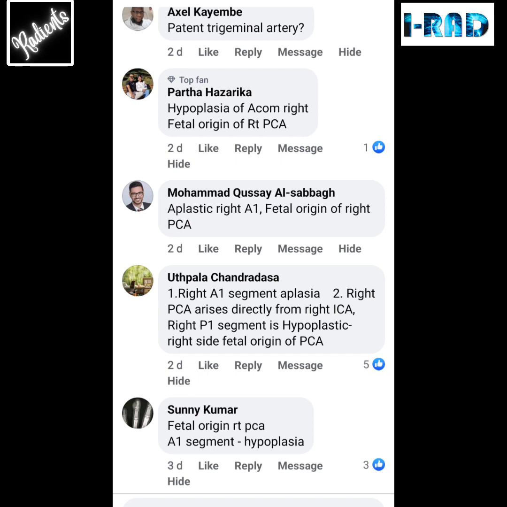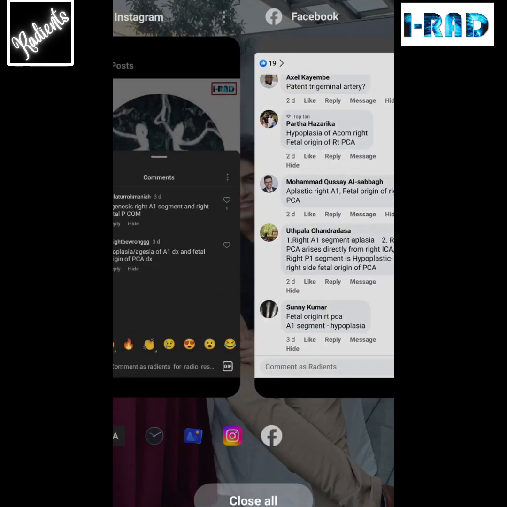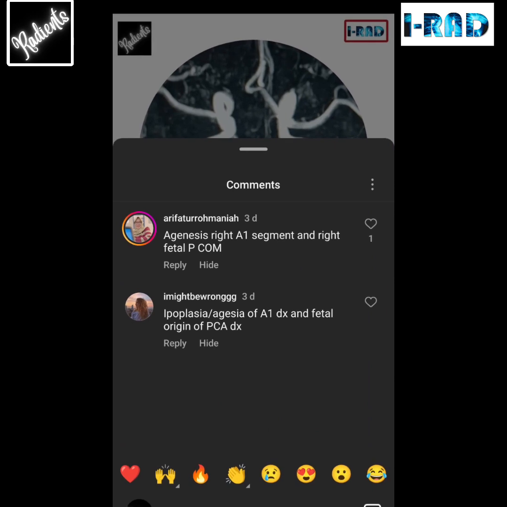And Sunny Kumar: yes, it's fetal origin of the right PCA, and the A1 segment, yes, it can be hypoplastic on the right side. And if we look at the comment section of our Instagram post, Arifatur Mania has said that it's agenesis of the right A1 segment and right fetal PCOM. Absolutely correct. And I might be wrong, but she's saying that it's hypoplasia or agenesis of A1 and fetal origin of PCA. Yes, that is true. So these people have given the correct answer, as we have mentioned in this post right now.